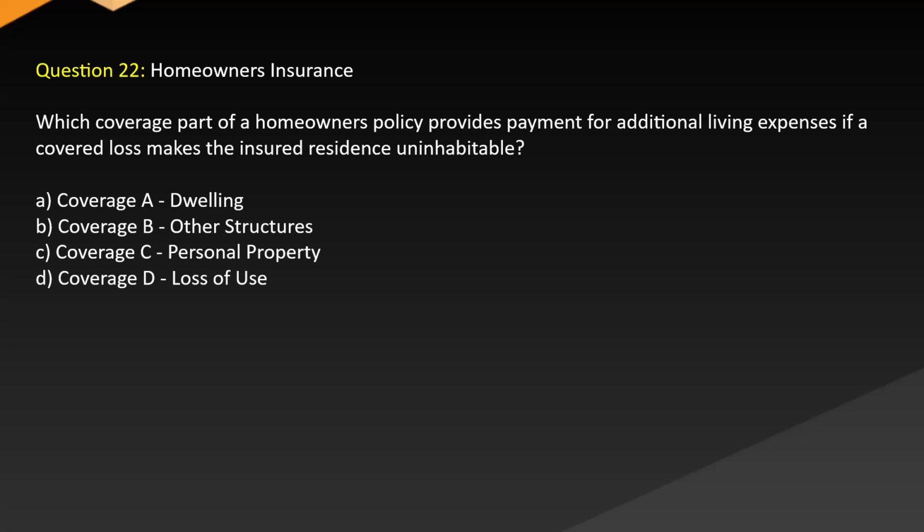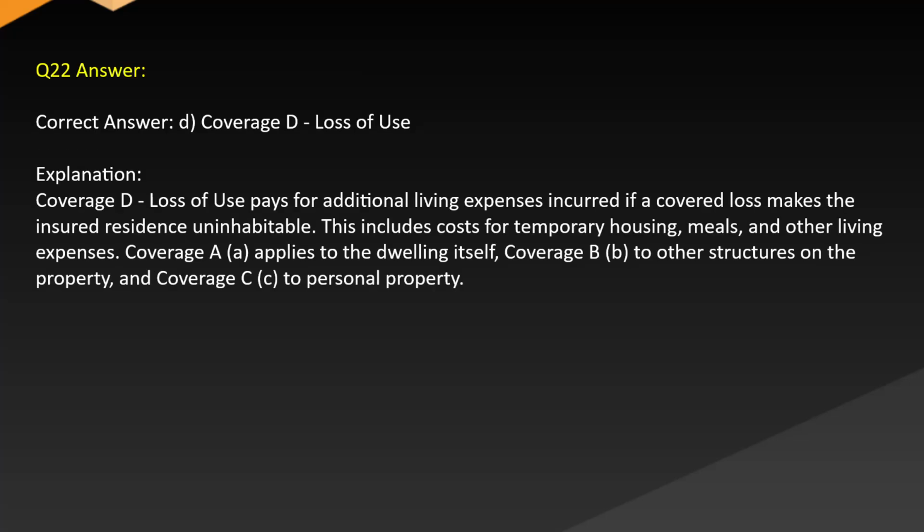Which coverage part of a homeowner's policy provides payment for additional living expenses if a covered loss makes the insured residence uninhabitable? A. Coverage A. Dwelling. B. Coverage B. Other structures. C. Coverage C. Personal property. D. Coverage D. Loss of use. Correct answer. D. Coverage D. Loss of use. Explanation. Coverage D.